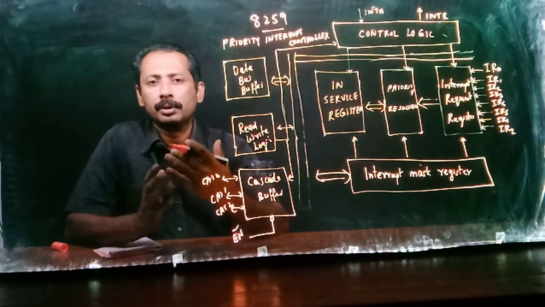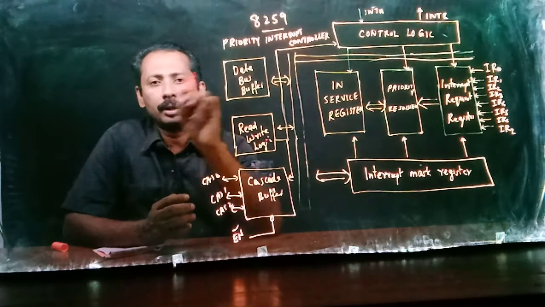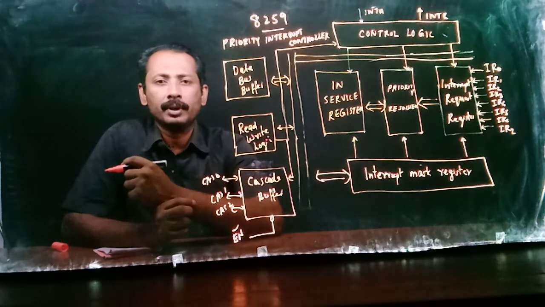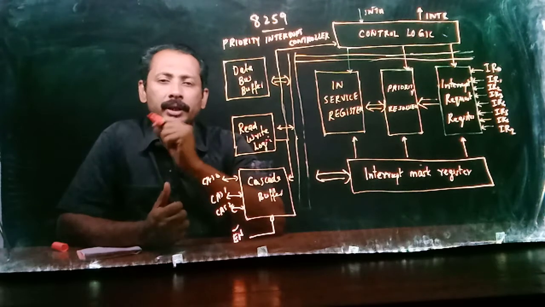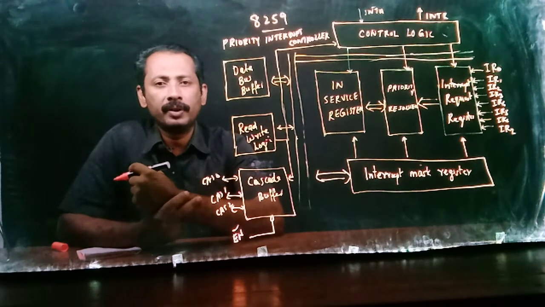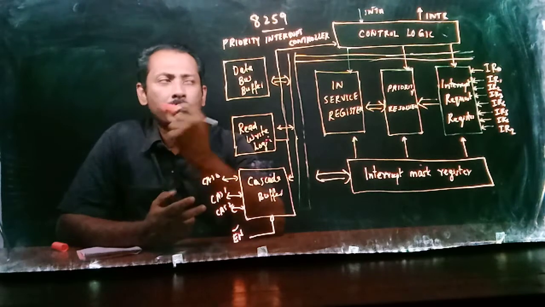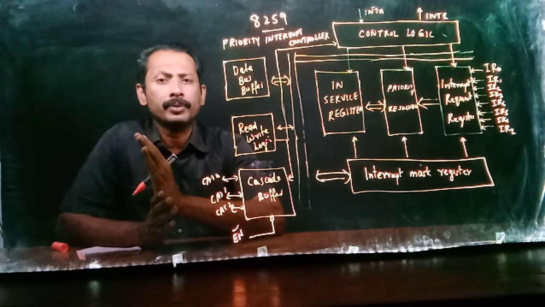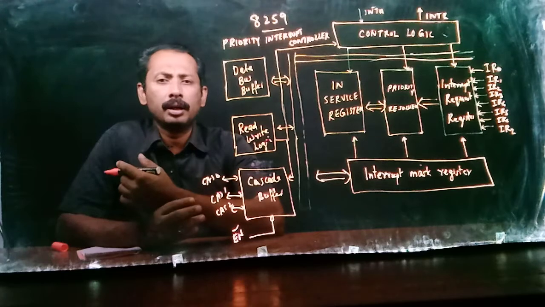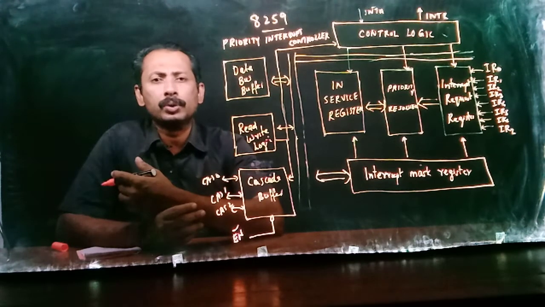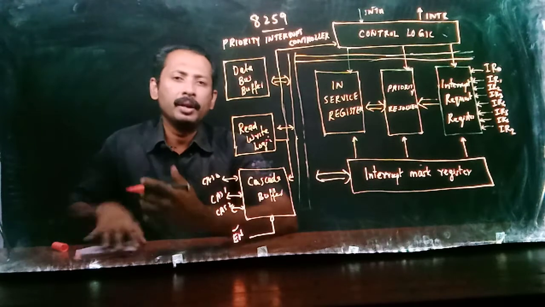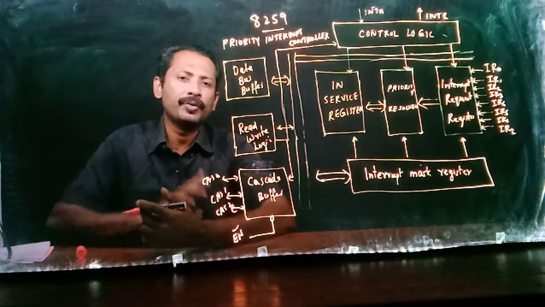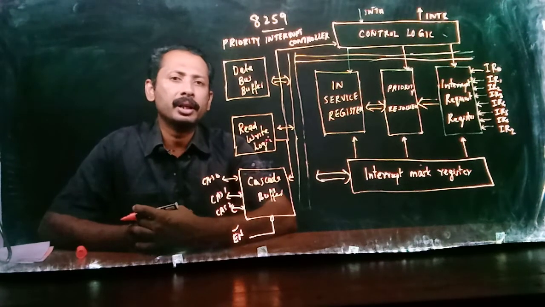the MPU supports. The MPU 8085 or 8086 will have only one INTR pin. 8085 has INTR, then RST 7.5, RST 6.5 and RST 5.5 interrupts. But 8086 has only one general purpose interrupt called INTR. So to increase the device handling capacity using interrupts, we are using an IC called 8259, which is a priority interrupt controller.